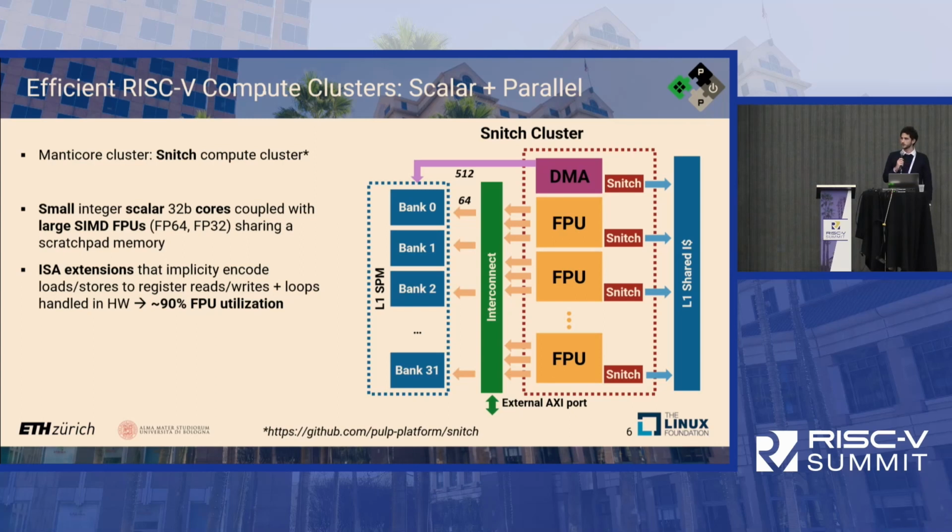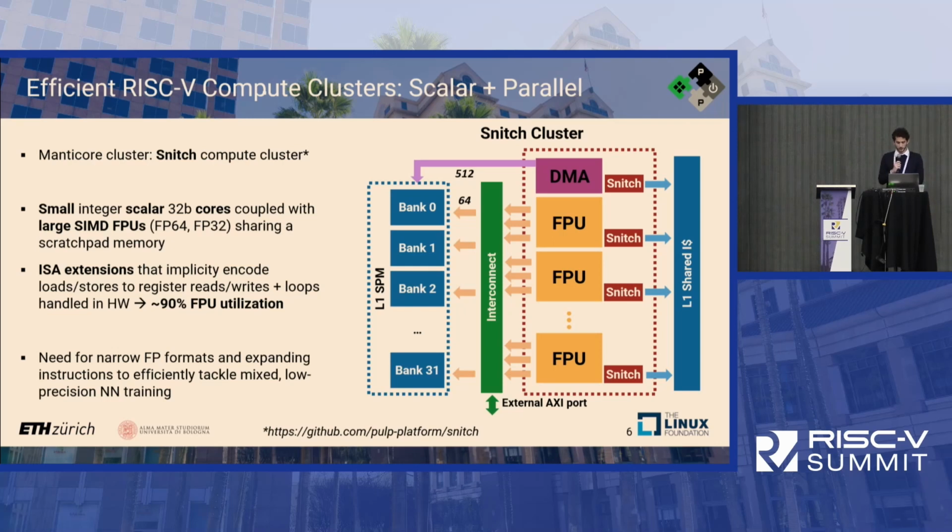All the cores share a scratchpad memory and are enhanced with ISA extensions that implicitly encode the loads and stores to register reads and writes, and are able to map loops in hardware. So all this combined allows us to reach around 90% of FPU utilization. And what we are missing is actually the support for low precision formats and expanding instructions.